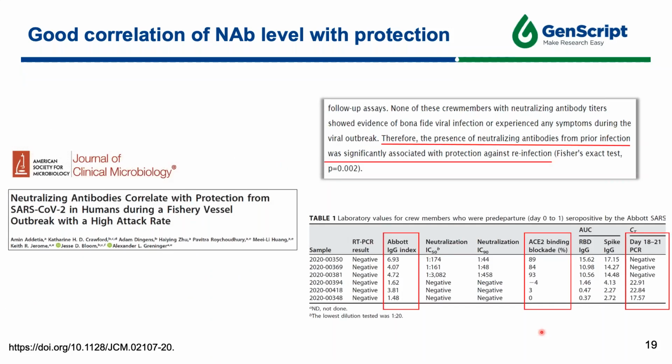I would also like to share a study that described an outbreak of SARS-CoV-2 on a fishing vessel associated with a very high attack rate. As shown in this study, the presence of neutralizing antibodies from prior infection was significantly associated with protection against reinfection. As shown in this table, all 6 crew members tested positive using the Abbott binding antibody assay. However, only those who tested positive for the cPass assay were protected from infection.